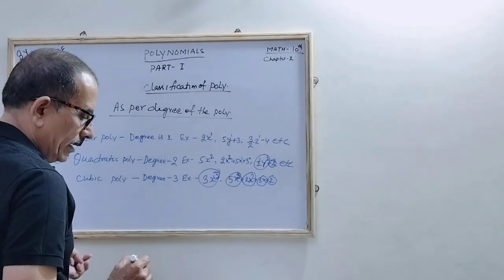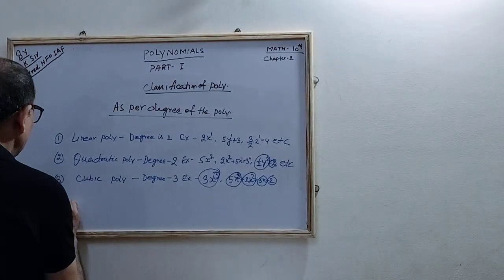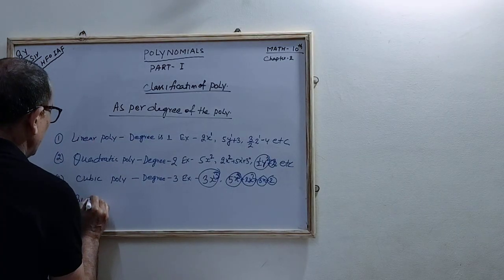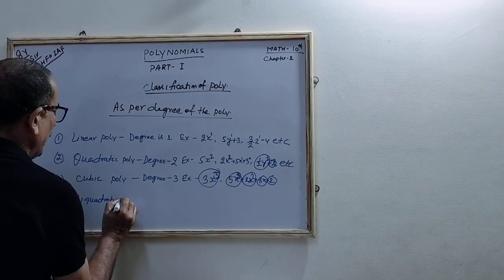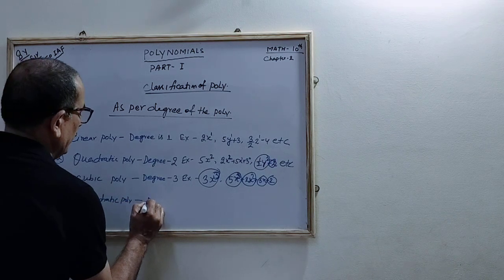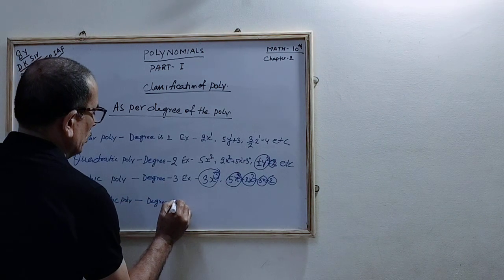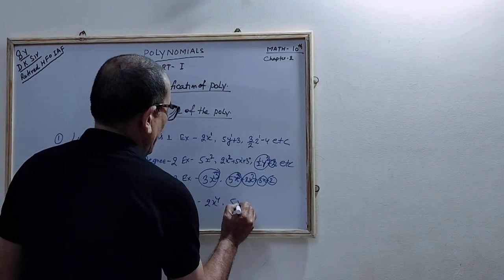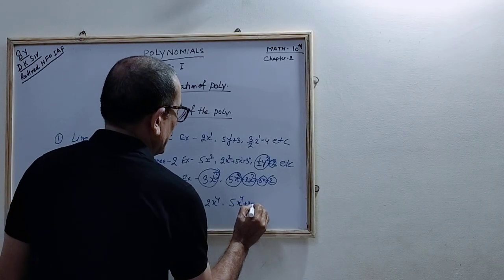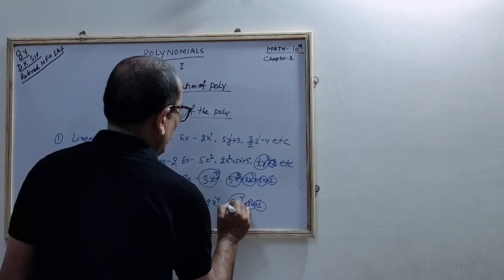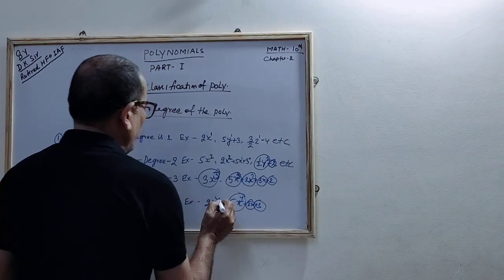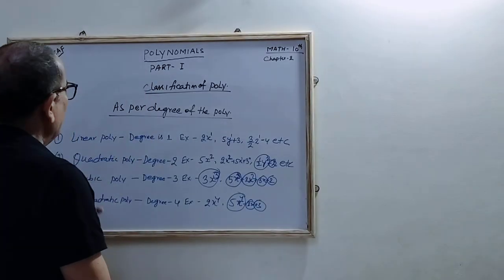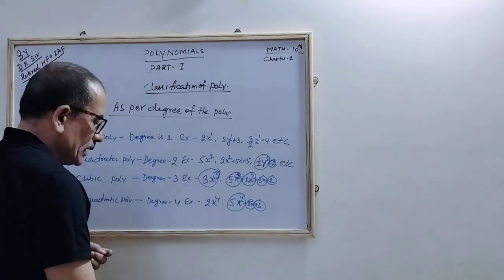The next, okay, the fourth is a biquadratic polynomial, in which the degree will also be 4. The example is suppose 2x to the power 4, or we say 5x to the power 4 plus 2x plus 3. So anything can be there. Only the maximum power of the variable should be 4. This is all about the different types of the polynomial as per the degree.